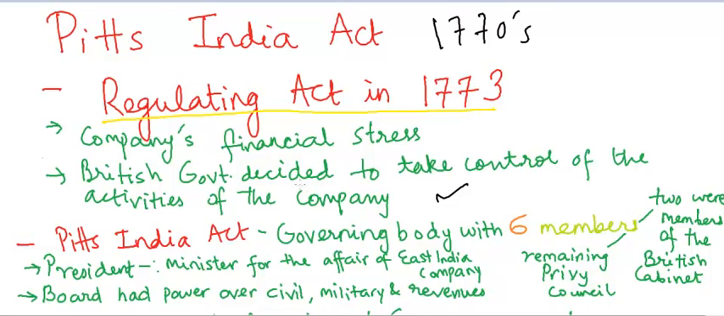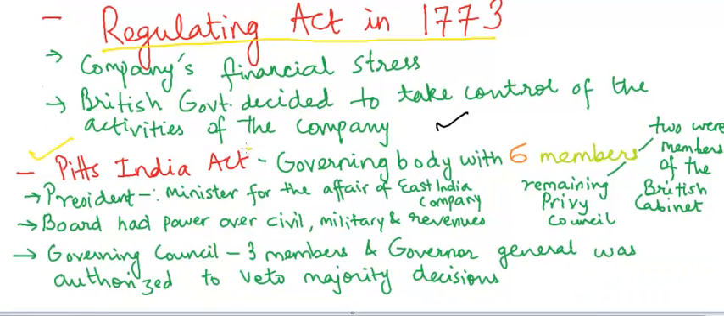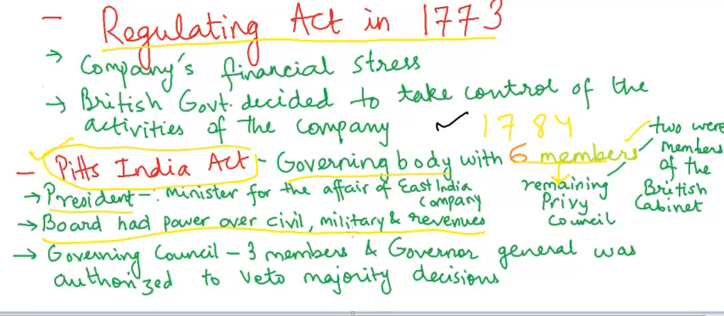However, this Regulating Act failed soon. So a new act known as Pitt's India Act was introduced in the year 1784, that is 7 years after the Regulating Act. Pitt's India Act basically comprised a governing body with 6 members, 2 of which were members of the British cabinet and the remaining were from the Privy Council. This board also had a president who became the Minister for the Affairs of the East India Company. The board had power over all civil, military and revenue related actions taken by the company.